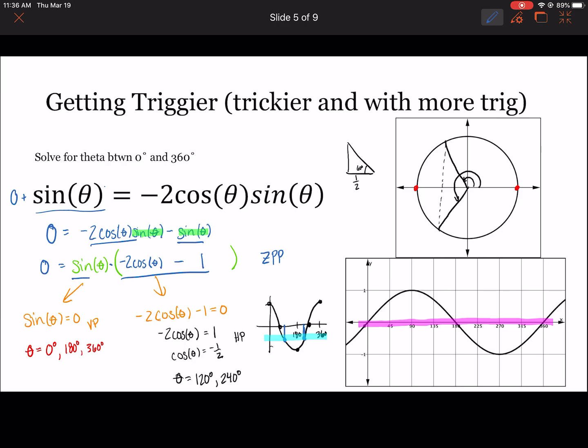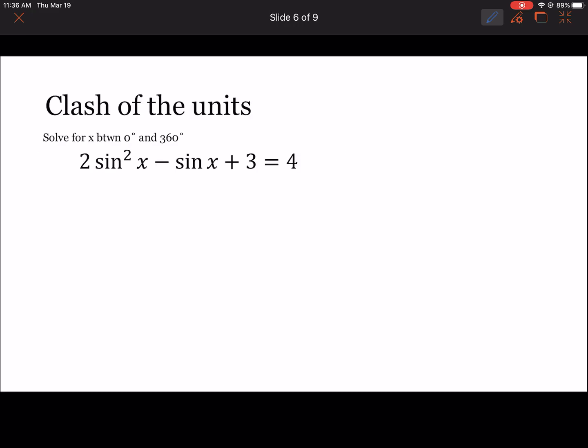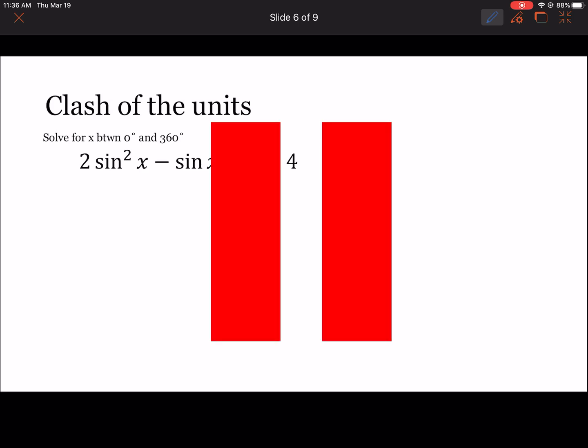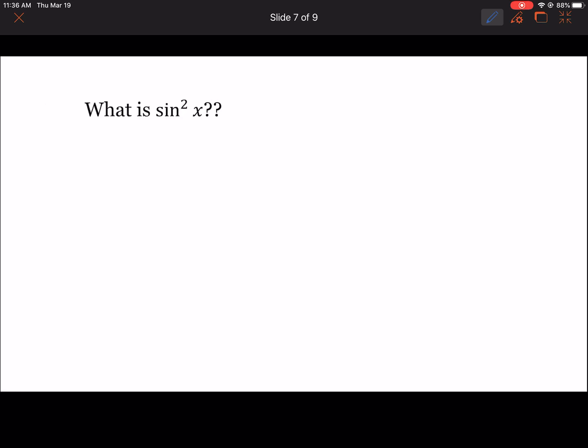All right, from here, things get grosser yet again. I'm going to flash this equation. This equation reads 2 sine squared x minus sine x plus 3 equals 4. But wait. I'm lost. I'm stuck. I'm confused. Sine squared of x. What the heck is that talking about?